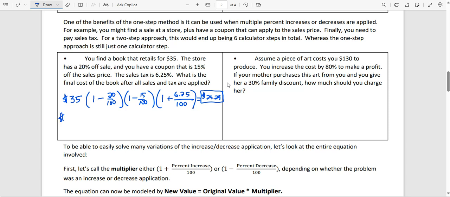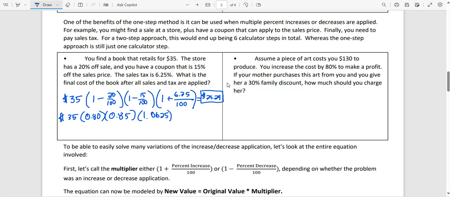Now some of you will be able to get to these multipliers without these formulas by just thinking about, well, if it's 20% off, we still owe 80% of it. 15% off, we still owe 85% of it. And if we have to pay an extra 6.25%, we have to pay 1.0625 of it. So if you can, that's great. If not, you can use these quick little multiplier formulas.